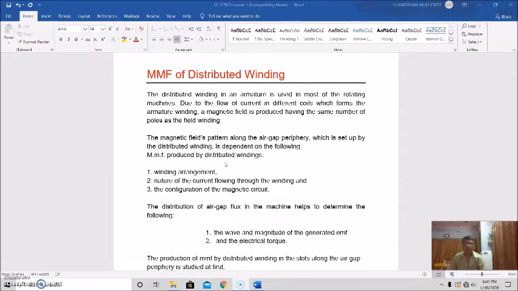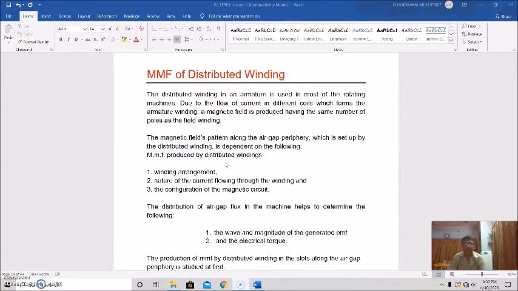Due to flow of current in different coils, which form the armature winding, a magnetic field is of course produced, having the same number of poles as the field winding. The magnetic field pattern along the air gap periphery, set up by this distributed winding, is dependent on some factors. So the MMF produced in a distributed winding depends on winding arrangement, nature of the current flowing through the winding, and definitely the configuration of the magnetic circuit.